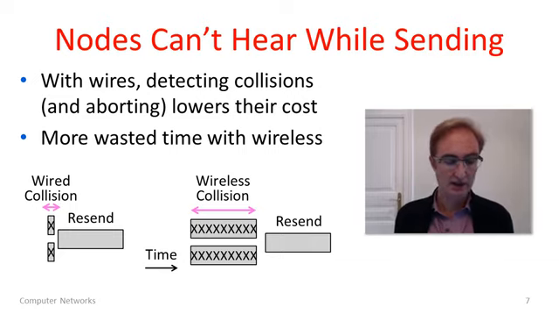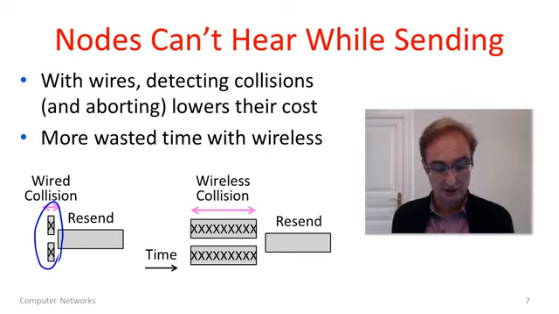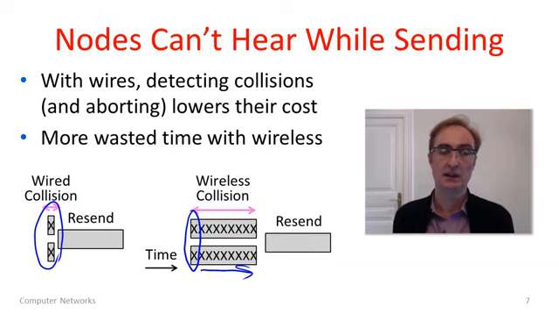With wires, we're able to detect collisions, and because of that we can abort the transmission, and this greatly lowers the cost of collisions. So you can see here the wired collision takes only a very short amount of time. It happens, everyone sees it's happening, they stop sending, then we can recover. With wireless, these two nodes are sending, but neither node can hear one another, so the collision goes on for a long time. This wastes more of the link, it's more inefficient, so that's why it's a problem.